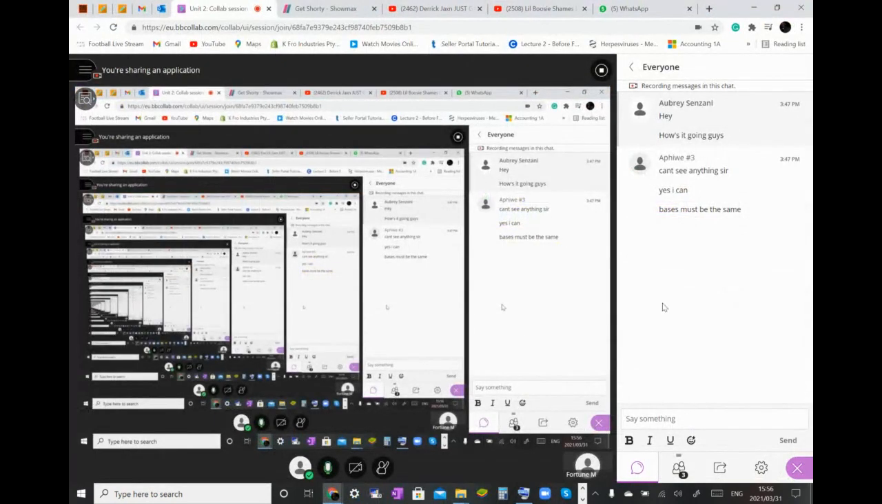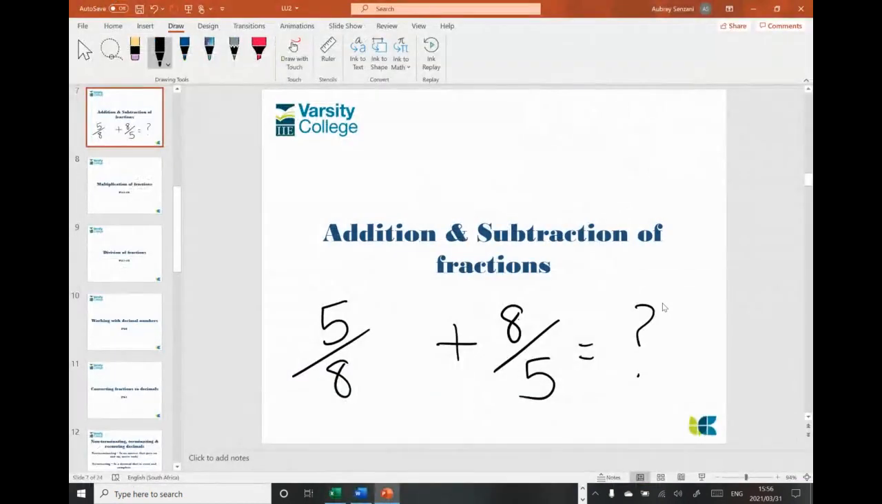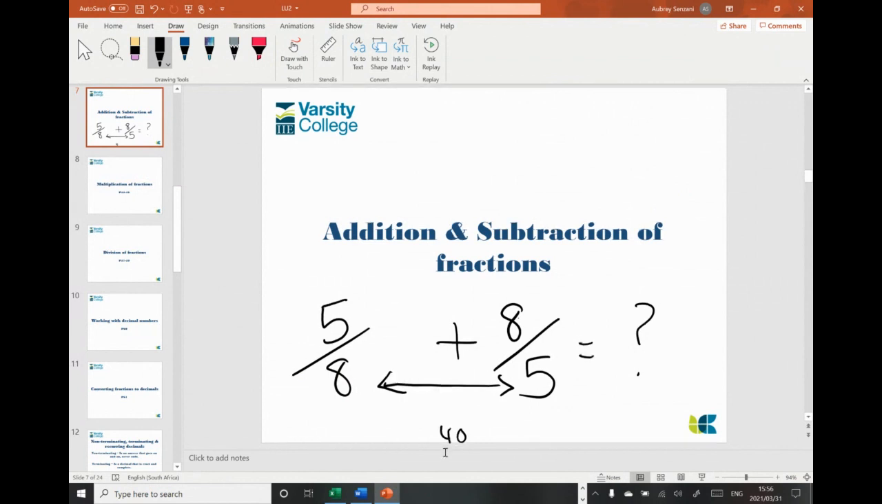Yes, thank you very much, Apiwe. The base must be the same. So in order to get the same base, what we then need to do is multiply these two denominators. So 5 times 8 or 8 times 5 is going to give you 40.